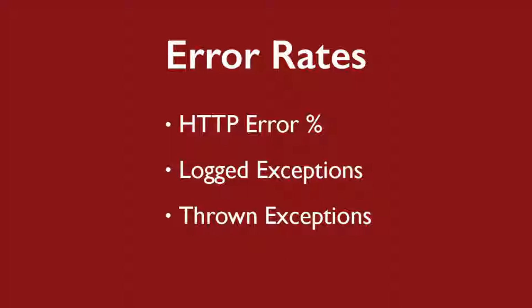Moving on. Third is error rates. So there are three different ways to track application errors. HTTP error percentage, which is the number of web requests that end in an error. Logged exceptions, which is the number of unhandled and logged errors from your application. And thrown exceptions, which is the number of all exceptions that have been thrown.